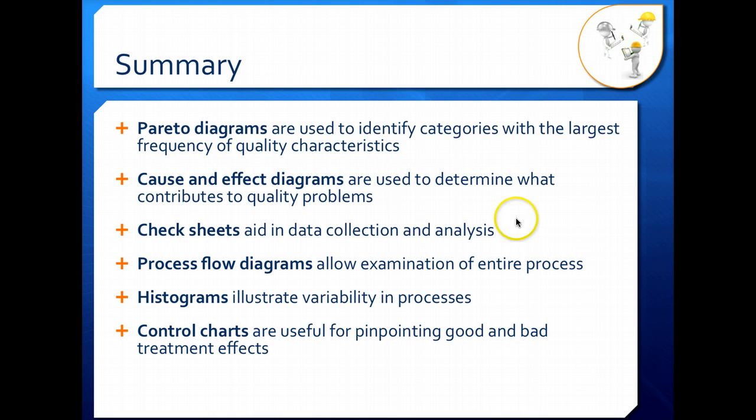So to summarize, these are quick descriptions of our different basic quality tools, and we use all of these different quality tools at different times to figure out how is our product doing, how is our process doing, are we producing the level of quality that we want.